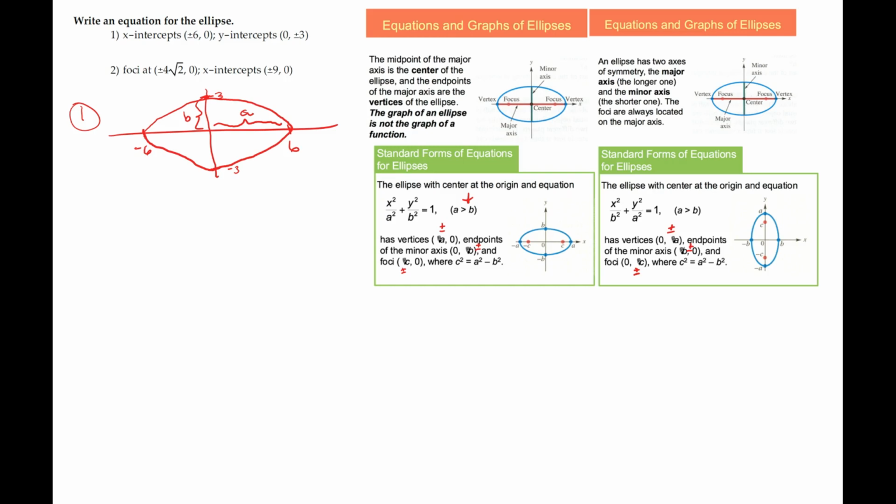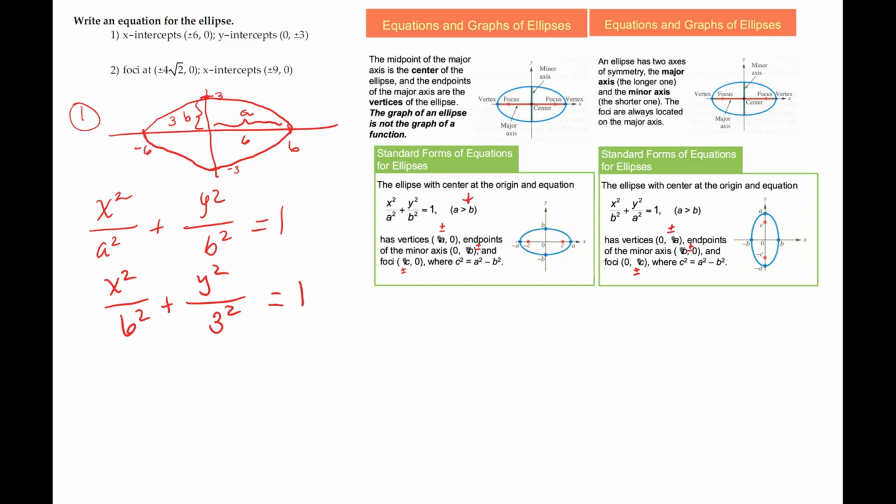All right, so in this case, A is 6 and B is 3, because that's the length of that little part of the graph, how many units long it is. So to come up with this simple equation, x squared over a squared plus y squared over b squared equals 1. All right, and we're going to say that x squared will be over 6 squared and y squared over 3 squared, and that should equal 1.